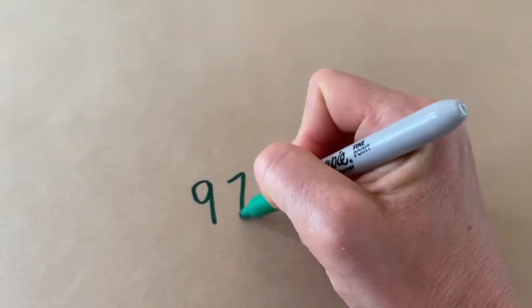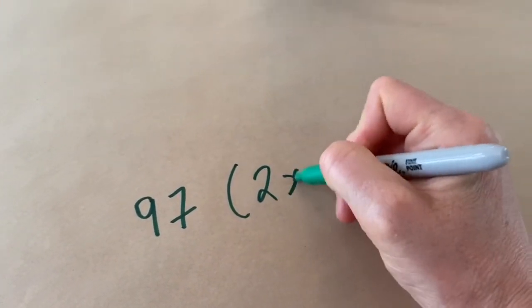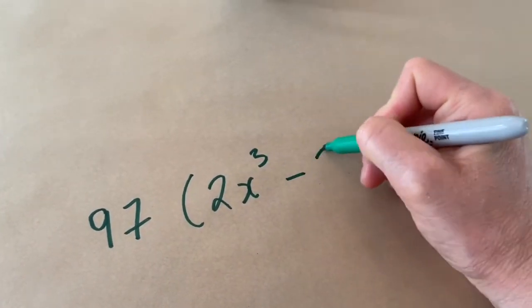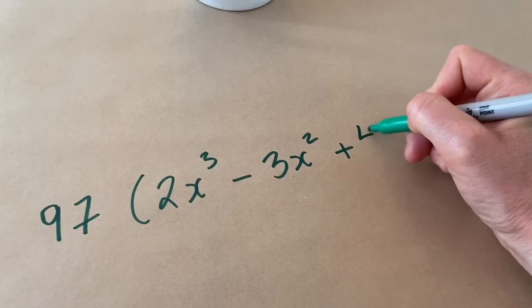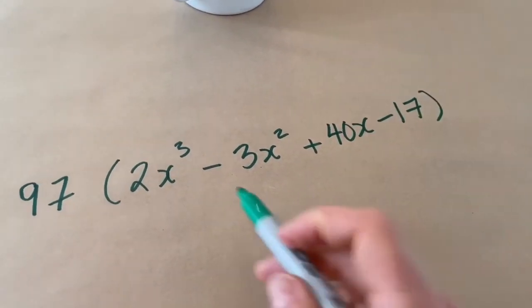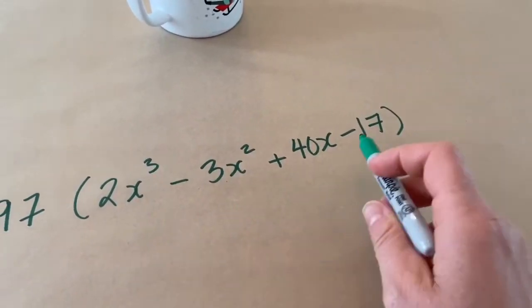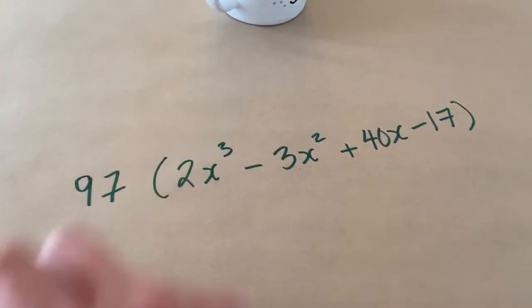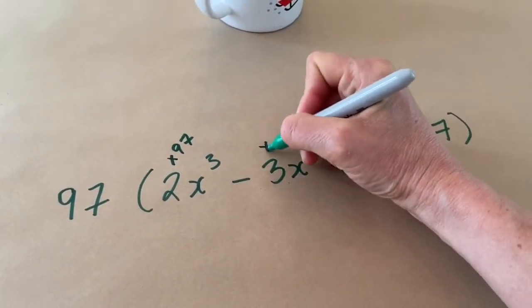If I have 97 times 2x cubed minus 3x squared plus 40x minus 17. Now, we certainly would not want to draw this on the inside. It would be a lot of drawing, especially if we had to do it 97 times. So let's just multiply everything by 97.